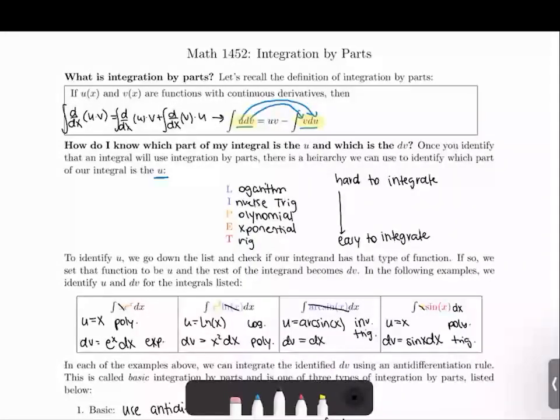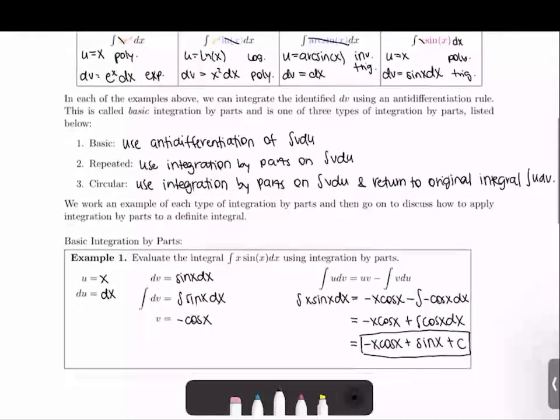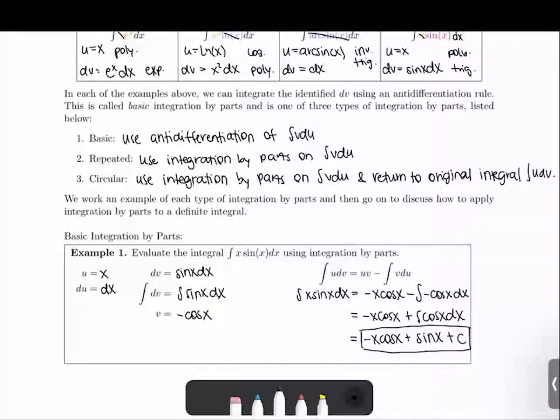Everyone, this is video 2 of 2 on integration by parts for Math 1452 at Texas Tech University, which is Calculus 2. In the last video, we talked about the basics of integration by parts, how to identify our u and dv, and then we did an example of basic integration by parts. In this second video, we are going to do examples of repeated and circular integration by parts.